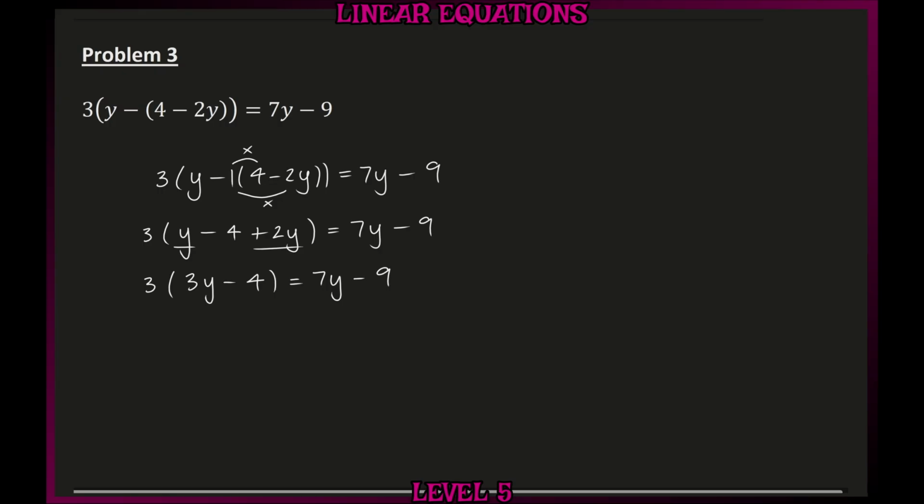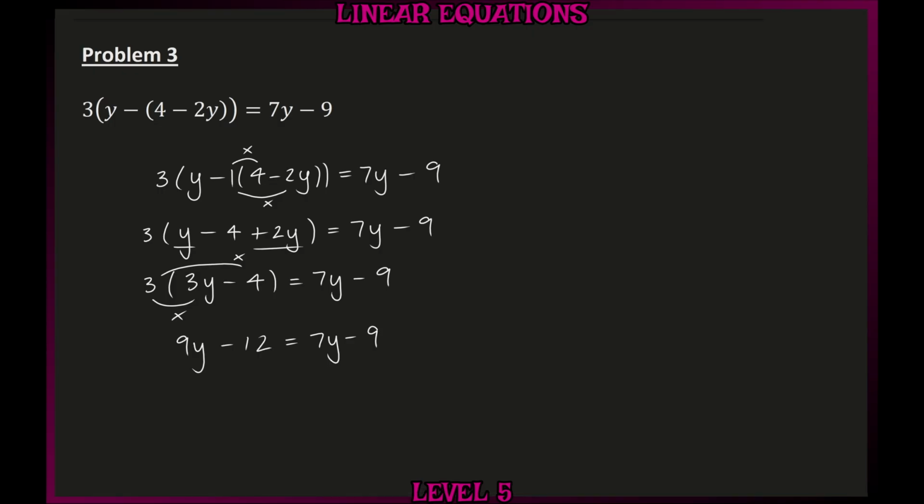We can now expand the bracket that we have on the left, and 3 times 3y is 9y, and 3 times minus 4 is minus 12, and on the right we still have 7y minus 9. And now we have unknowns on both sides, we're going to keep them on the side where we start with the most, and that's the left.